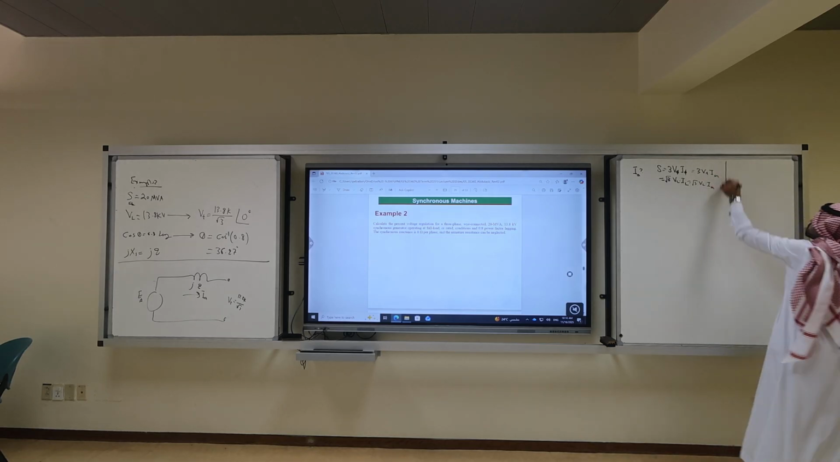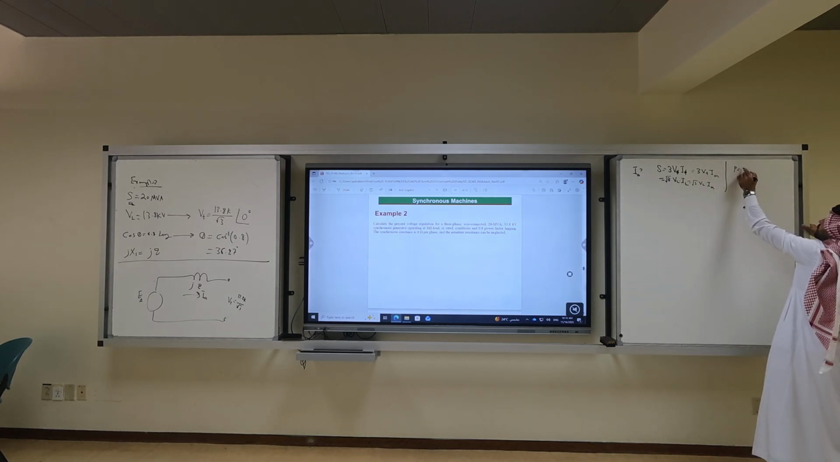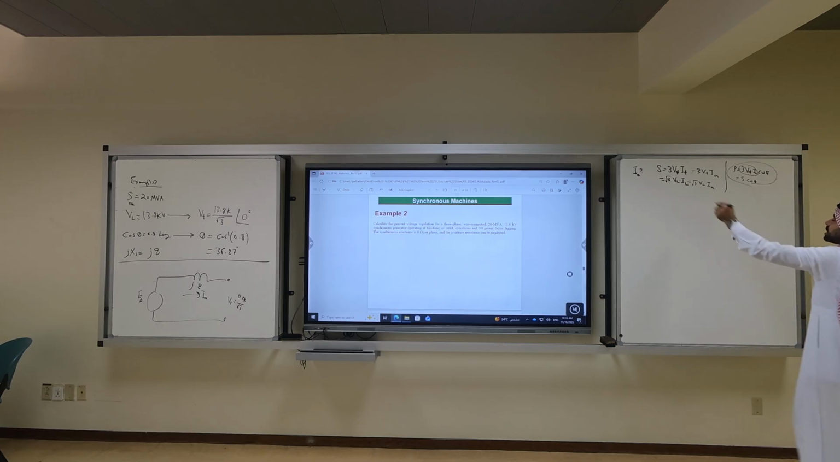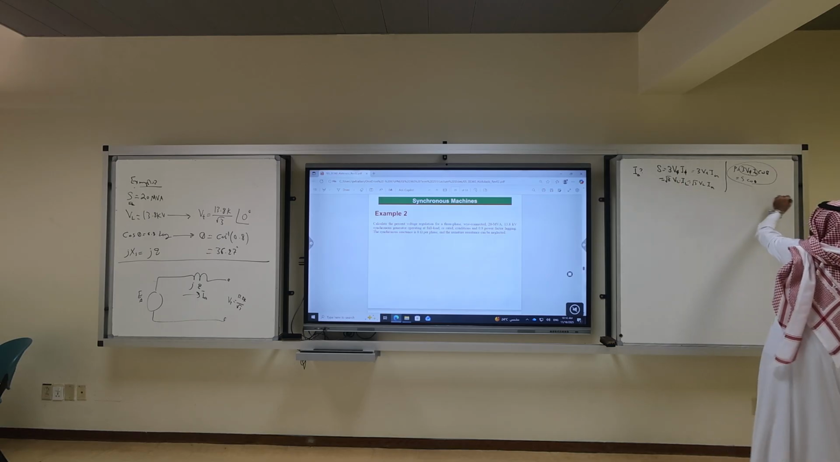You can also use P equals 3 V phase, I phase, cosine theta. Why? Because this quantity is actually S, which is S cosine theta. It is up to you, depending on what's given. So here S is given, so I'm going to use S.